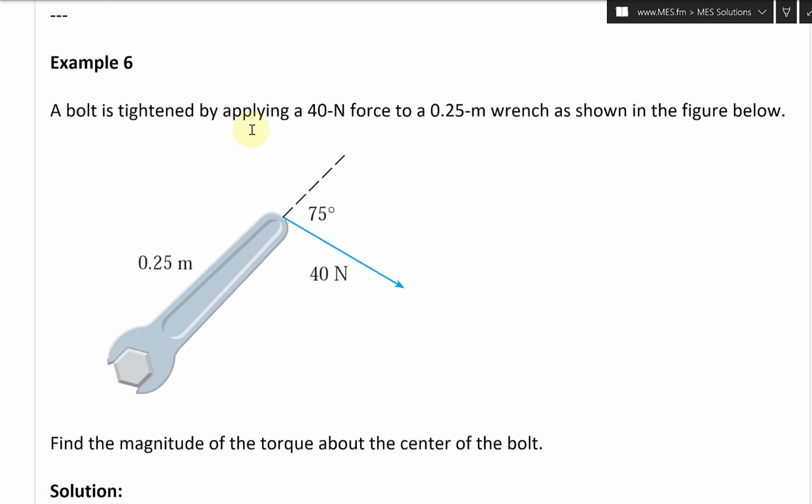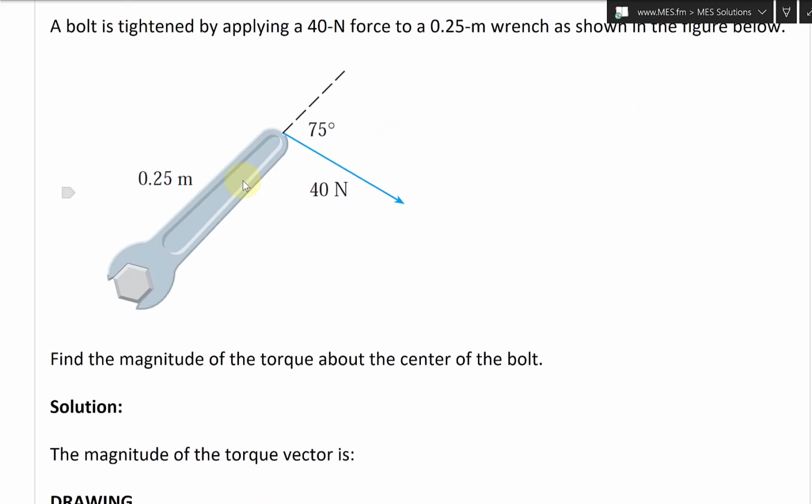So a bolt is tightened by applying a 40 Newton force to a 0.25 meter wrench, or 25 centimeters, as shown in the figure below. So here you're tightening this one here, and you're doing clockwise. So your fingers are going inward. Then the arrow is going to be going into the page, like straight down into the page. That is your thumb. So that's the torque going into the page.